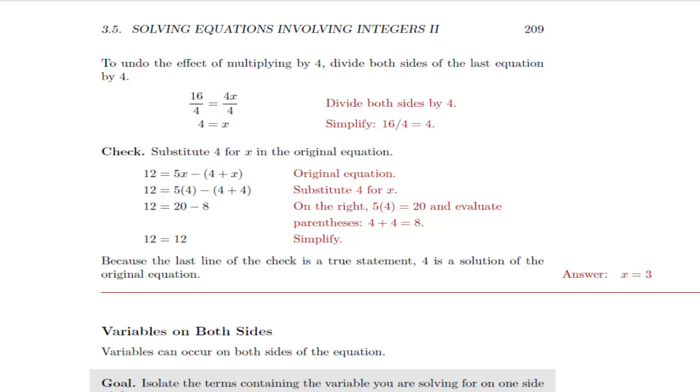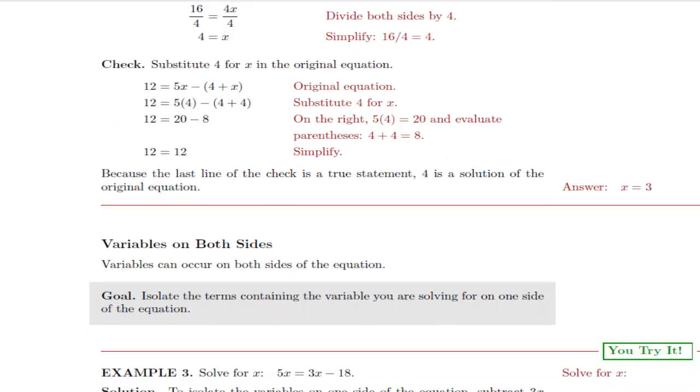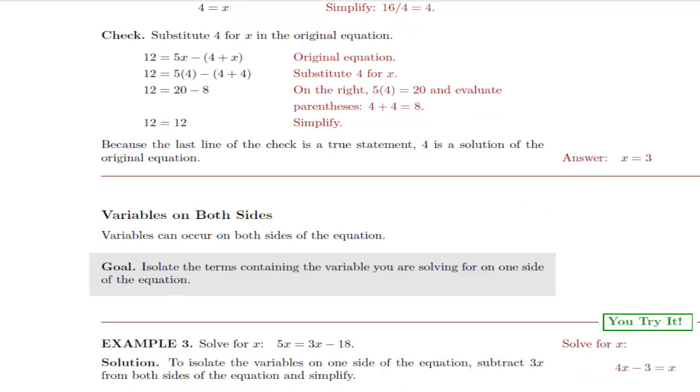minus the sum of 4 and 4. Simplifying within parentheses first, we get 4 plus 4 is 8. Then multiplying, we have 5 times 4 is 20. Then subtracting, 20 minus 8 is 12. Since both sides are equal, a true statement, 4 is indeed a solution of the original equation.